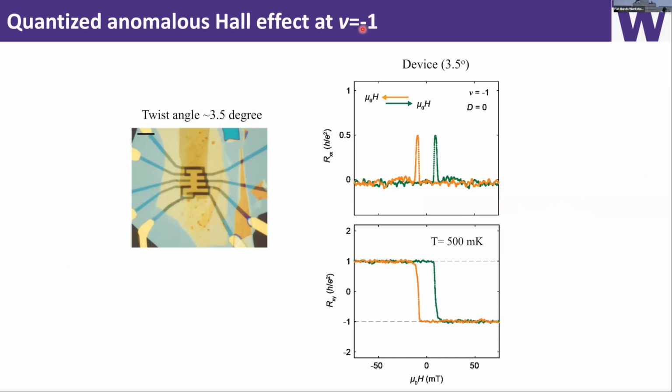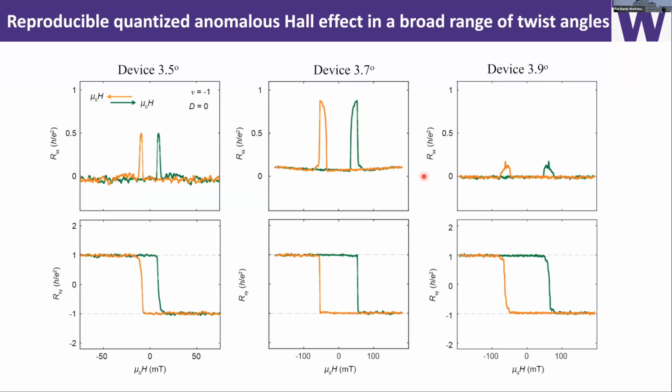The first is at filling -1. We can measure Rxy and Rxx by sweeping the magnetic field back and forth. You can see that at zero magnetic field, Rxy is quantized to h over e squared with a nearly vanishing Rxx. This is the hallmark of the quantum anomalous Hall effect. We can repeat this measurement at three different twist angles, from 3.5 degrees to 3.9 degrees, and the results are more or less similar. So the effect is quite robust across a range of twist angles. Right now, we can see this effect all the way down to 2.6 degrees.